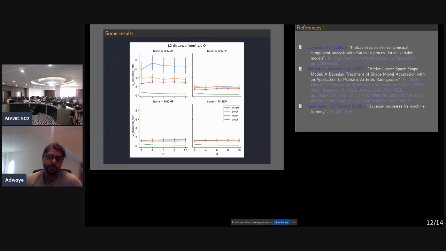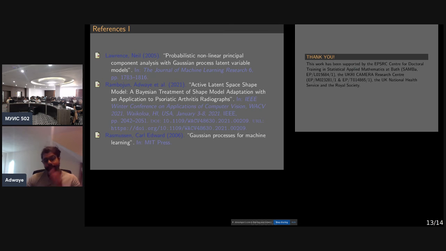So this marks the end of my talk. I've got some references that you might want to use. If you want to understand what Gaussian processes are, there's an amazing book by Rasmussen. It's called Gaussian Processes for Machine Learning. It's available online, so you can download it and read it. You don't have to buy it.